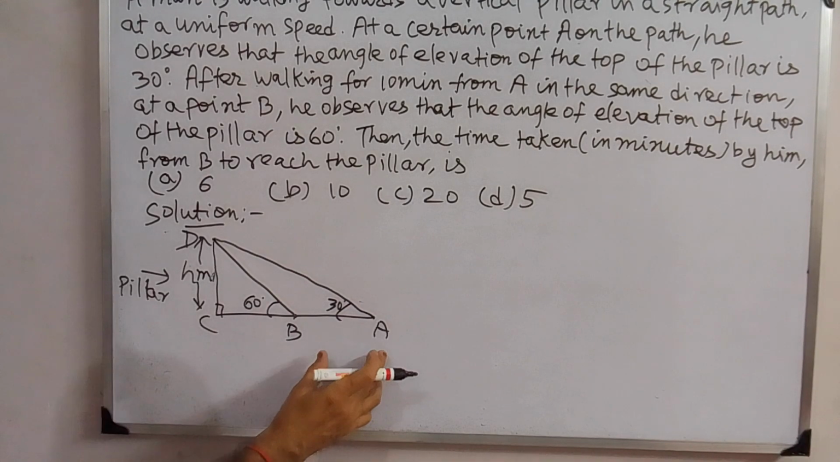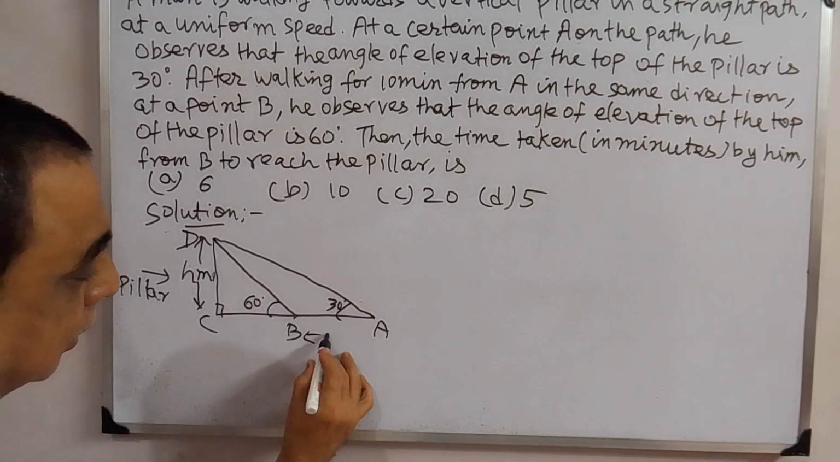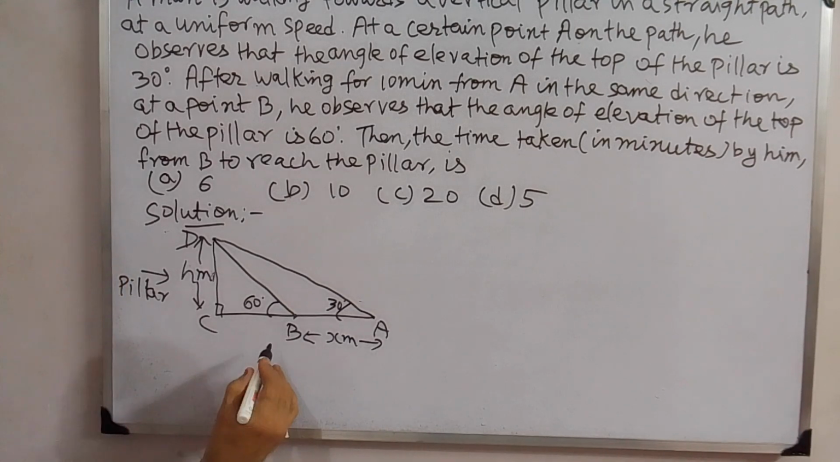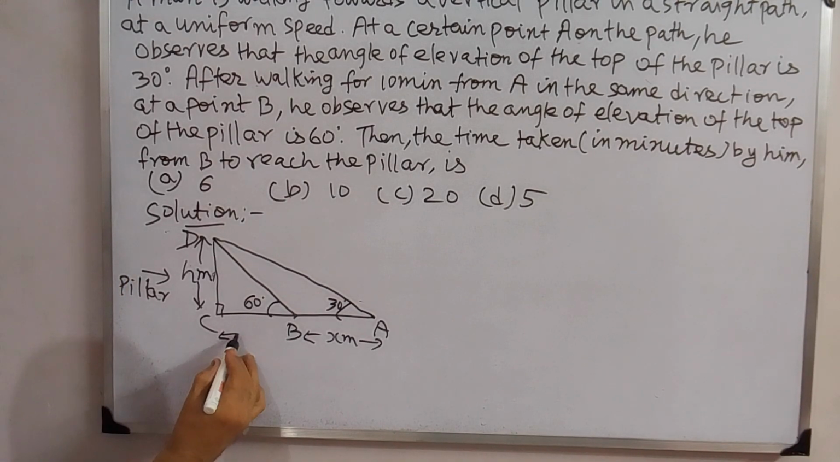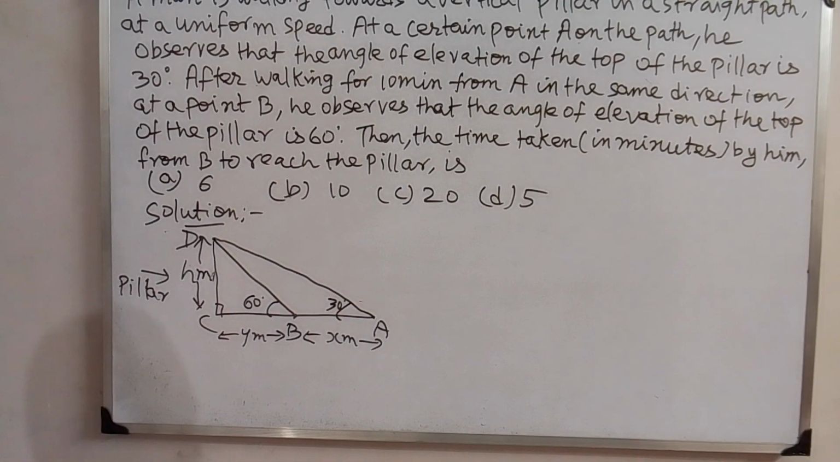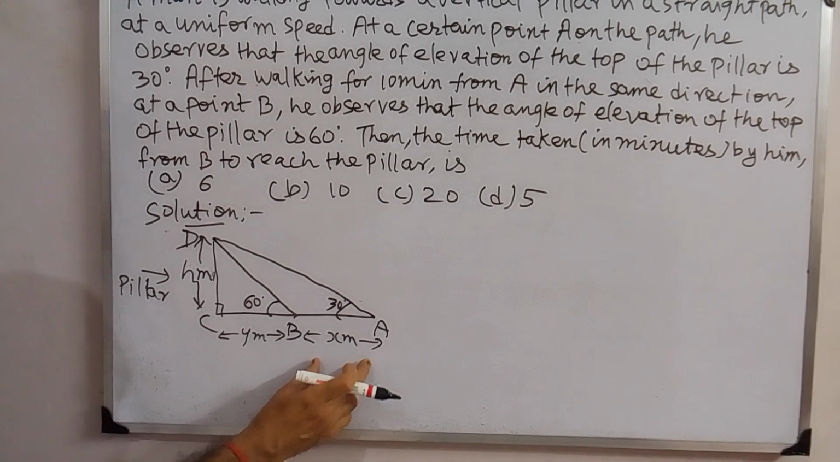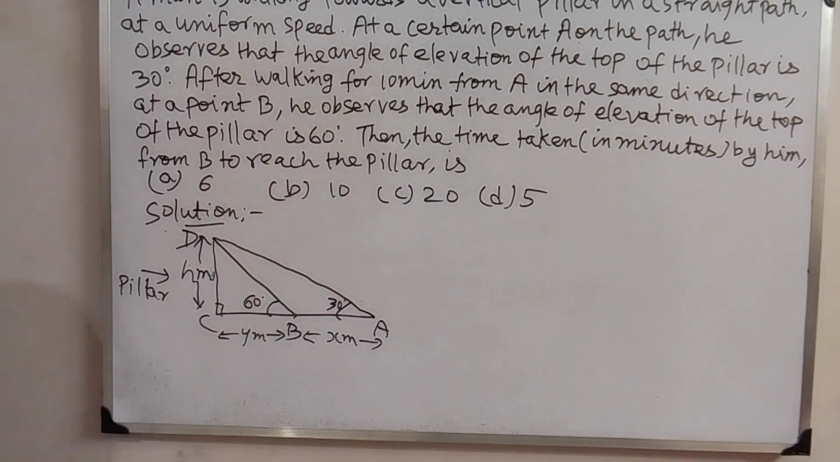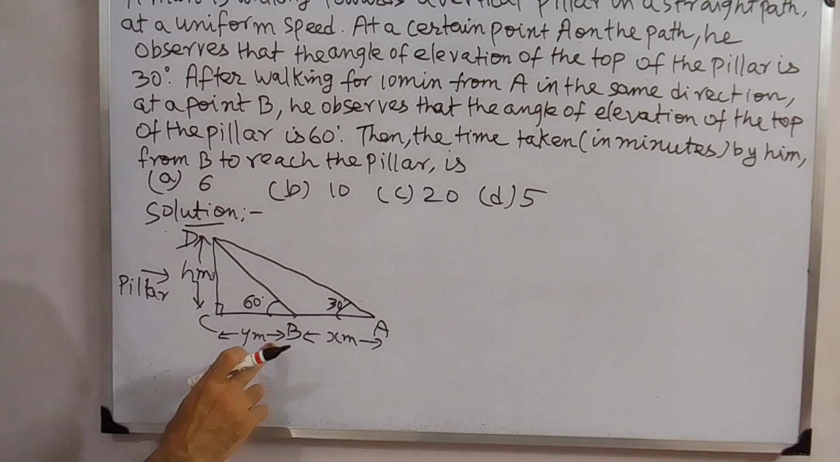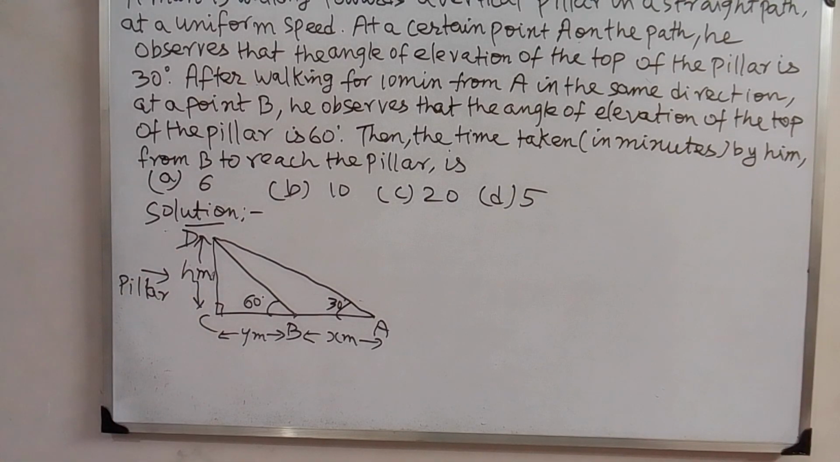Now suppose the distance that the person has traveled from A to B, we denote that distance as x meter, and the distance from B to C, suppose that distance I denote by y meter. Now what we have to find? From A to B, this distance is x meter, and the time taken to travel from A to B is given to be 10 minutes. We are asked how much time the person will take to move from B to the pillar, that means up to C.